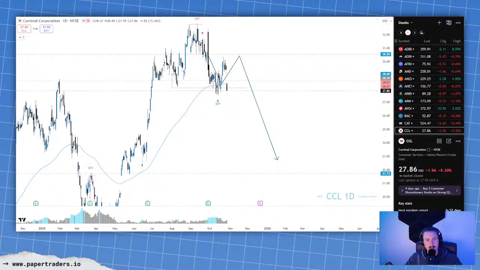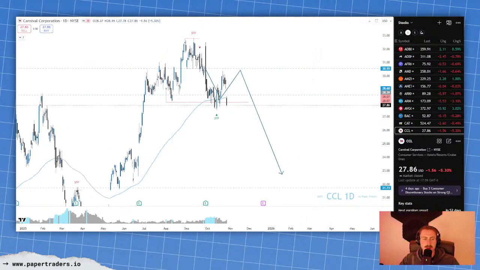CCL. CCL, that's another crank it to the downside. Why not? What are they? Consumer Services, Carnival Corporation, Hotels, Resort Cruise. I guess that makes sense after summer. We're going to see a little decline of those things.